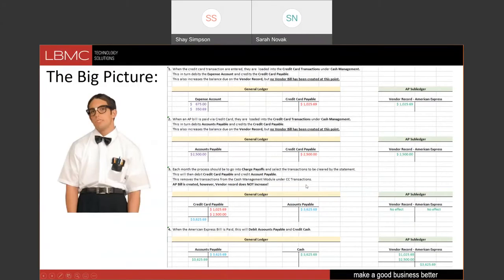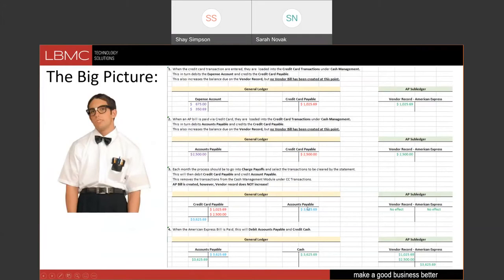All right, each month when we go in and do that charge card payoff, what is it going to do? It's going to debit the credit card payable. So we'll see it's going to clear out those transactions of my $25,000, my $1,025.69. It's going to credit accounts payable.